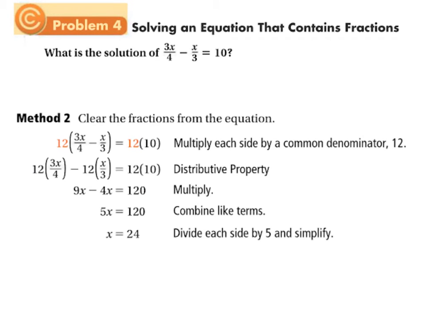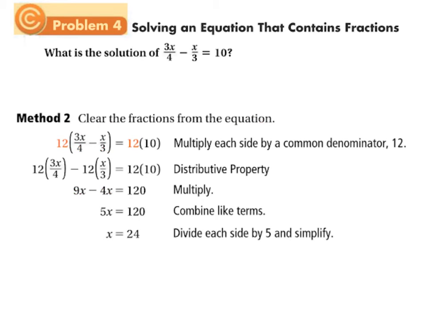Okay, here's the other method. The point is to show you 2 methods so that you can pick which one you like better. It's your choice. But here you can clear the fractions. If you multiply by whatever that common denominator would be, in this case, remember it was 12, that 12 will cancel that 4, and that 12, when you distribute it through, will cancel that 3 as well, and then you'll get whole number coefficients. So let's go more slowly through it.